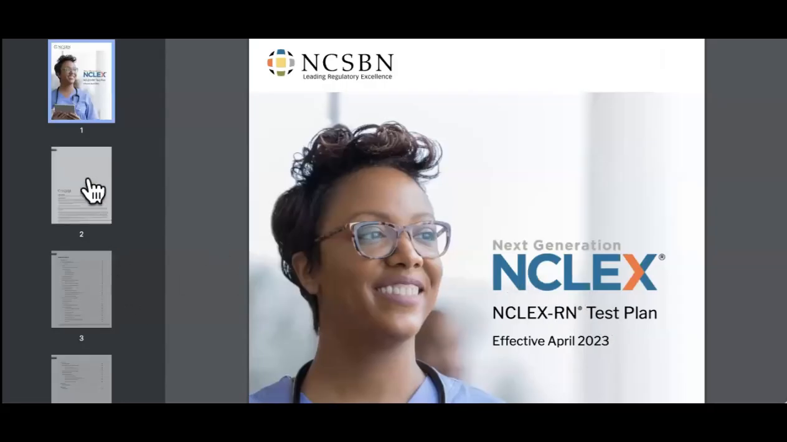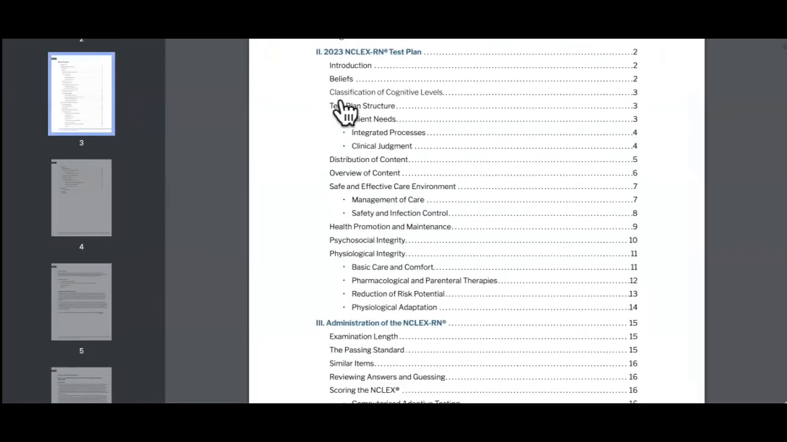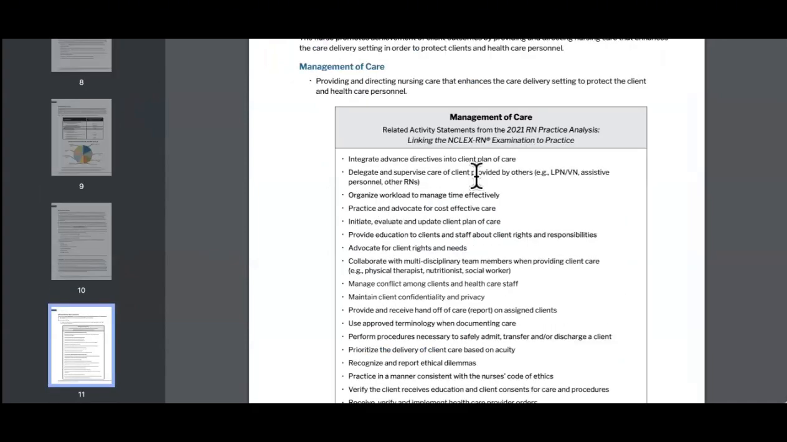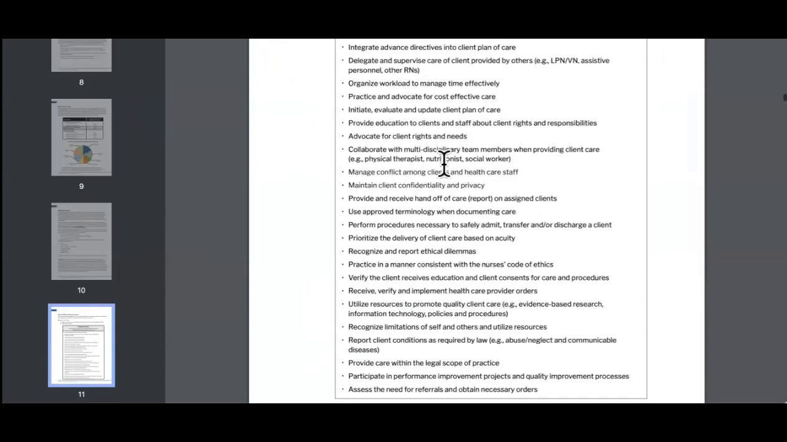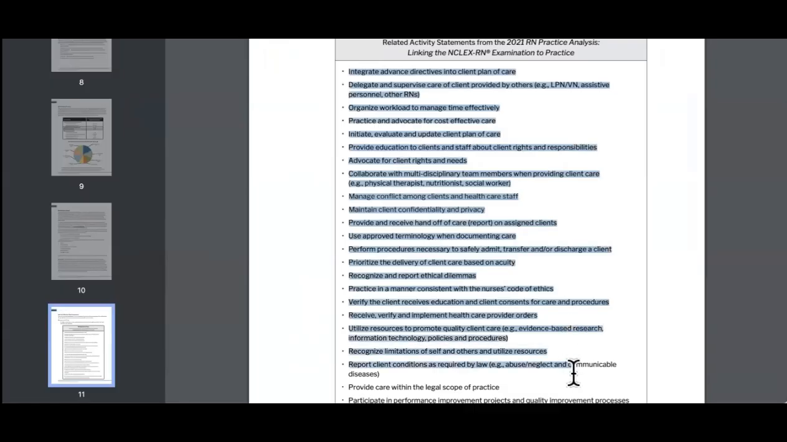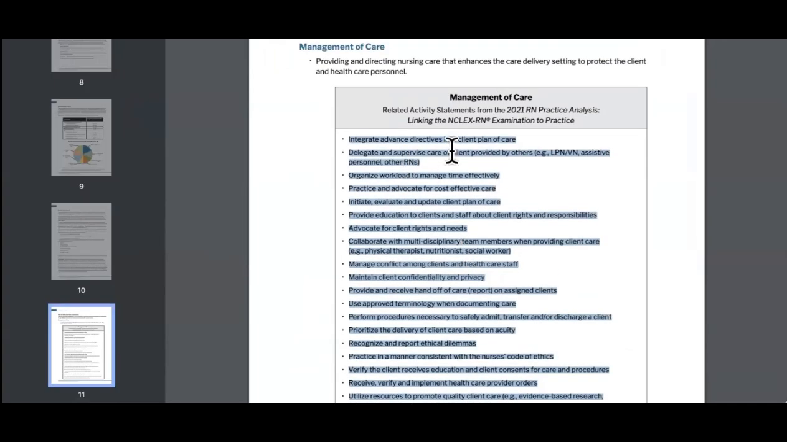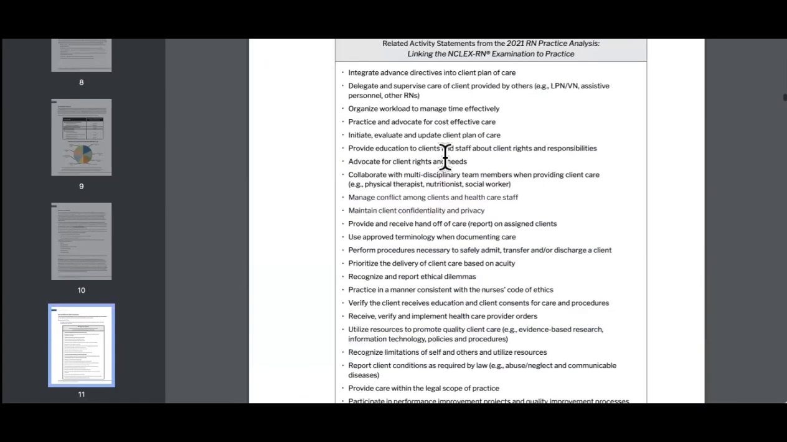All they did was, and if I can scroll down here a little bit more and take you to the 8 client need areas, let's just pick management of care. Here we are. I clicked on the table of contents and it dropped me down to, it looks like, page 7. Here's the full bulleted list of all that you could potentially be tested on as it relates to management of care. I just went through a brief highlight of this list earlier.